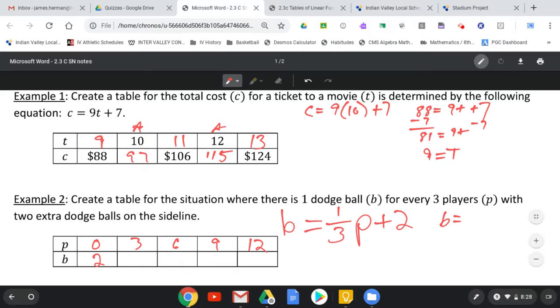B equals 1/3 times 3 plus 2. Well, 1/3 times 3 is 1, plus 2 is 3. Do you see the pattern already? What's the next number going to be? So we don't really have to do that much computation because we can see the pattern as well. And it's nice when it's linear because it's a constant rate of change, so we know that pattern is going to hold true. Cool on example 2?